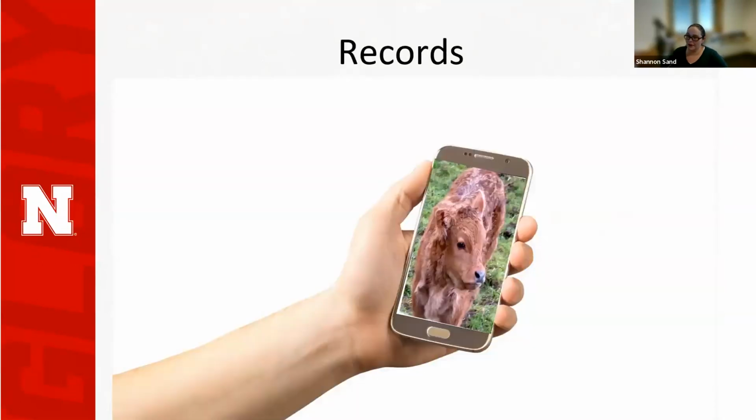But just some thoughts on record keeping, because we've talked a lot about different programs. We all know it's a good idea to keep records. We all keep records in different ways, but how do we do that? There are a lot of different options.